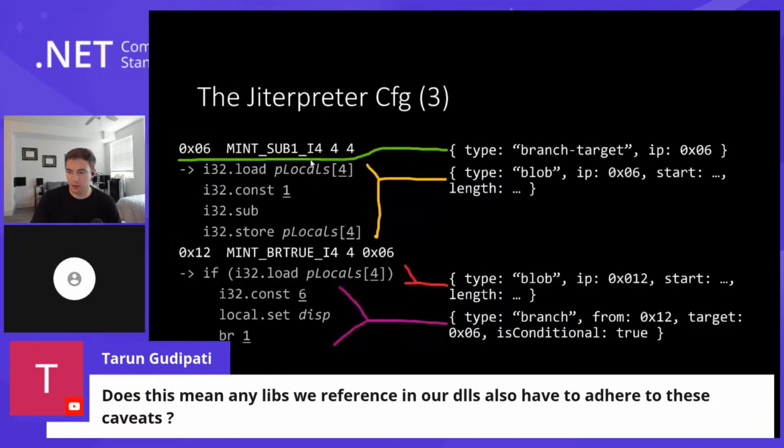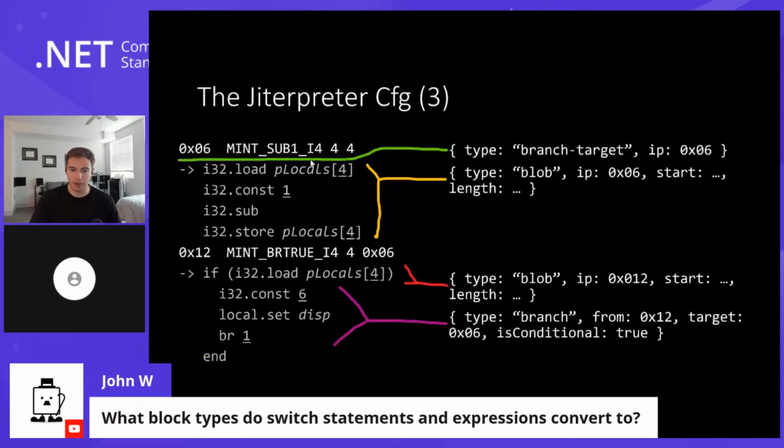Yeah, thanks. And we actually just had one more pop up. What block types do switch statements and expressions convert to? Expressions don't use blocks in most cases. The only exceptions to that would be we might have a block if we need to potentially conditionally bail out. So if an expression has to check for null first, we'll wrap the expression in a little block so that we can skip over the contents of the expression if it's null. That's basically the only case where an expression would do it.